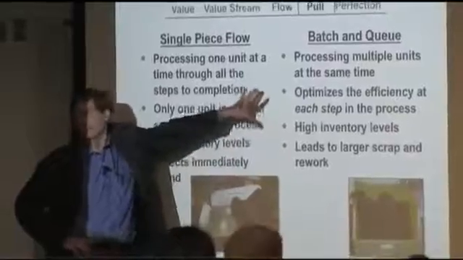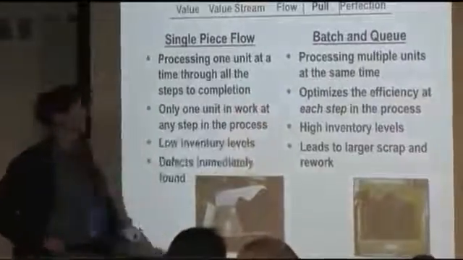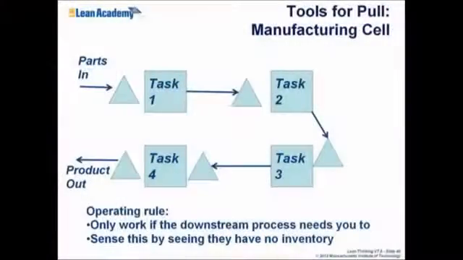That's kind of the opposite, again, of a batch and queue, where we make big batches of stuff and then it waits until the next step is ready to take it. This is a key conceptual tool for any kind of pull process. It's called a manufacturing cell. And we actually saw these in action at New Balance.